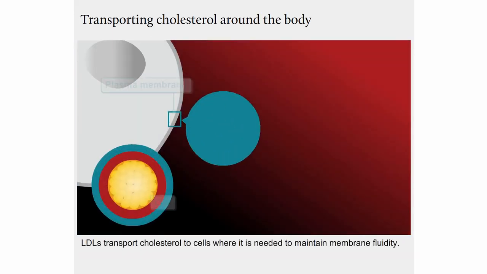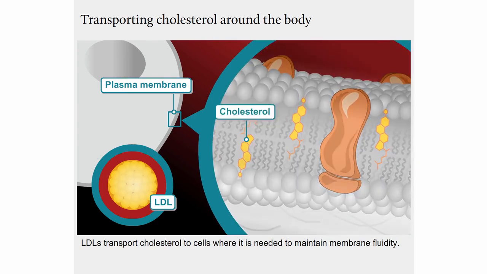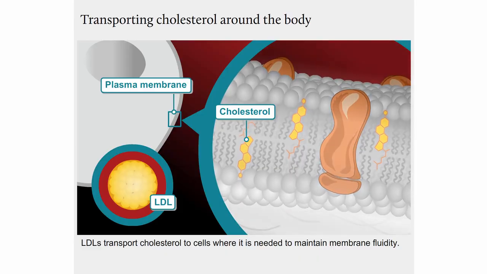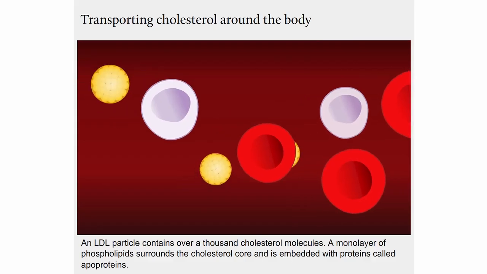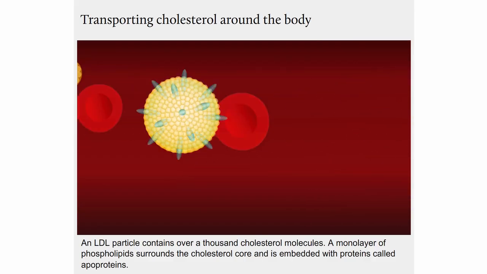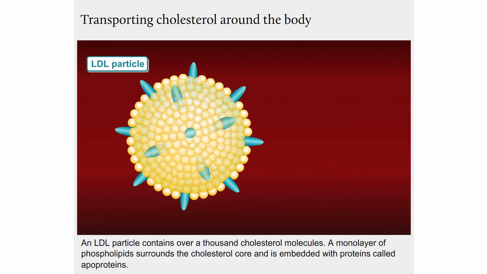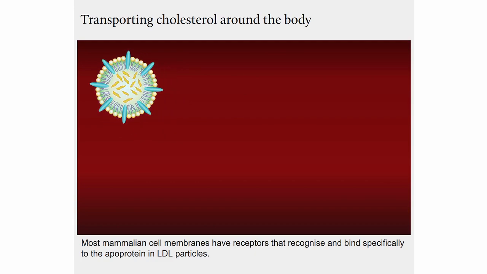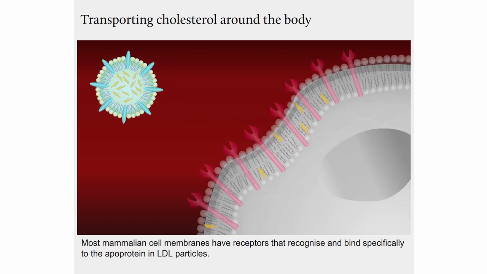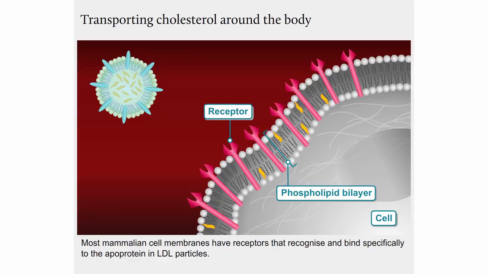LDLs transport cholesterol to cells where it is needed to maintain membrane fluidity. An LDL particle contains over 1,000 cholesterol molecules. A monolayer of phospholipids surrounds the cholesterol core and is embedded with proteins called apoproteins. Most mammalian cell membranes have receptors that recognize and bind specifically to the apoprotein in LDL particles.